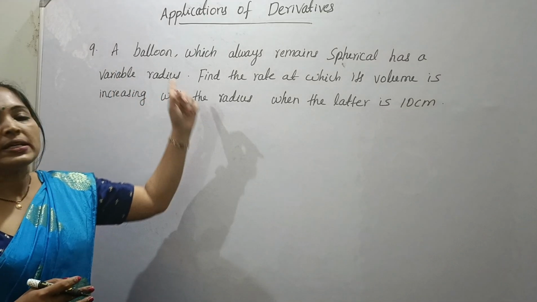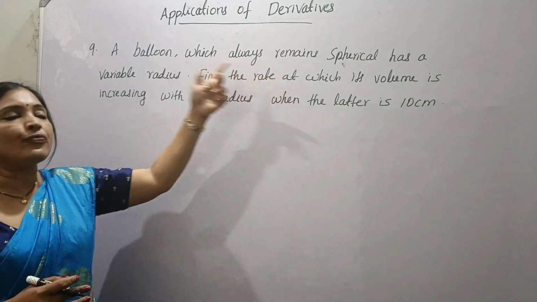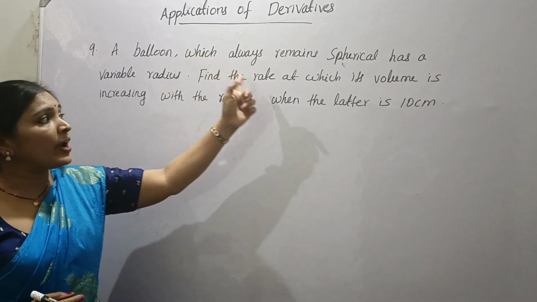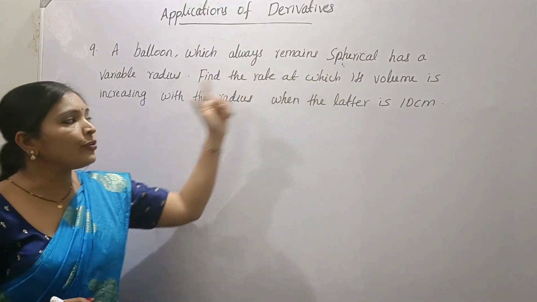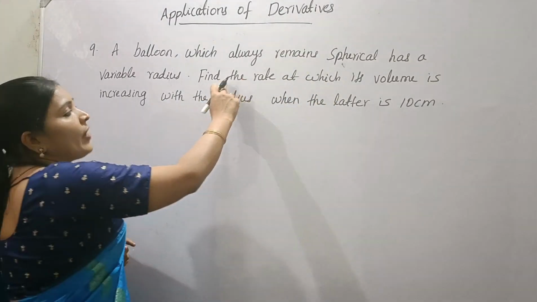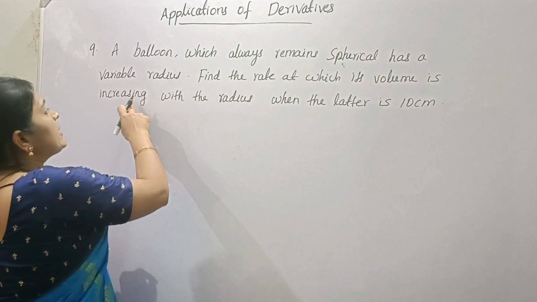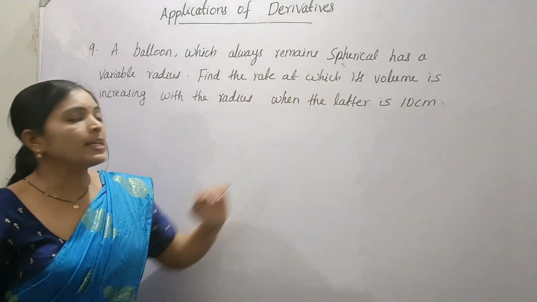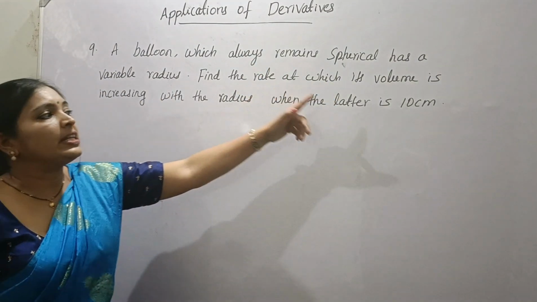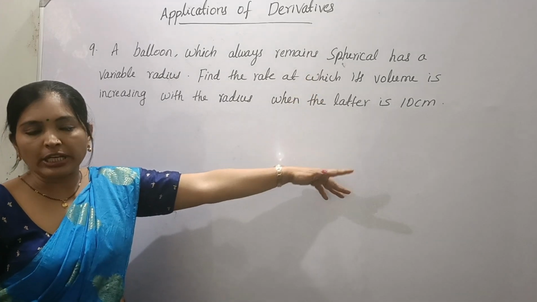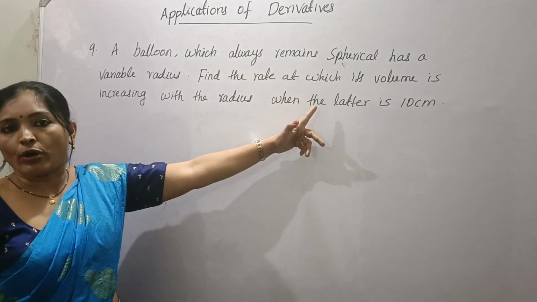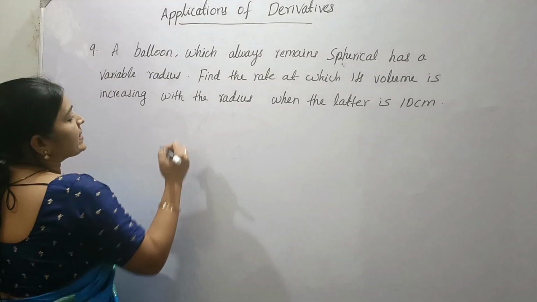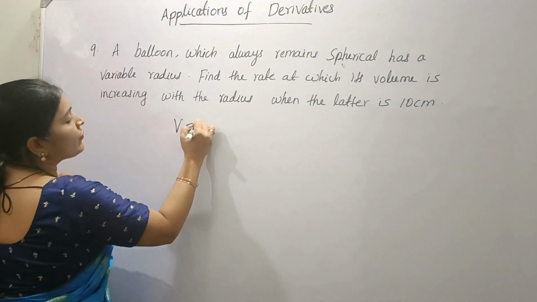And we have to find the rate of change of volume with respect to the radius. Note it down. Find the rate at which its volume is increasing with the radius when the latter is 10 centimeter. When the final radius is 10 centimeter, what is the rate of change of volume with respect to the radius? First of all, let's write the formula.